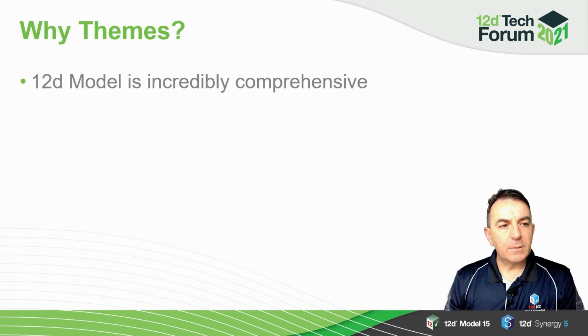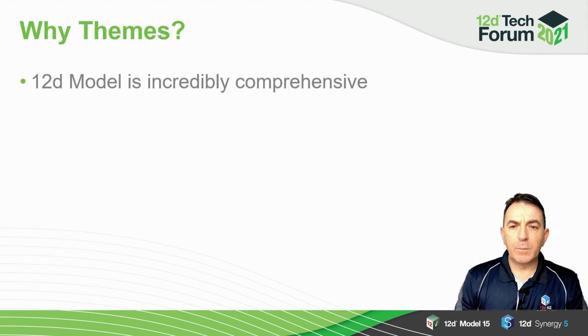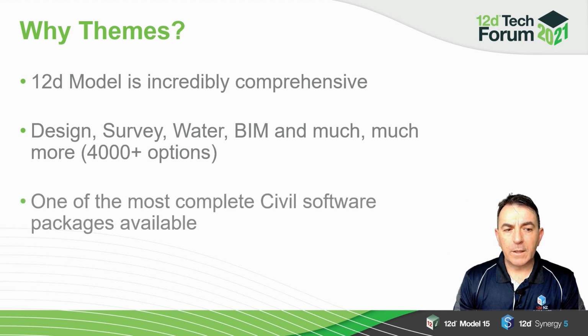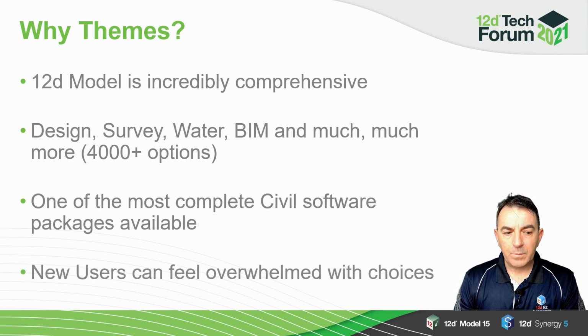So why themes? Well, 12D model is incredibly comprehensive. We've got design and survey and water, BIM, and much more within the 12D model software itself. So you're probably talking about more than 4,000 options or functions inside 12D. And that's because it's one of the most complete civil software packages available.